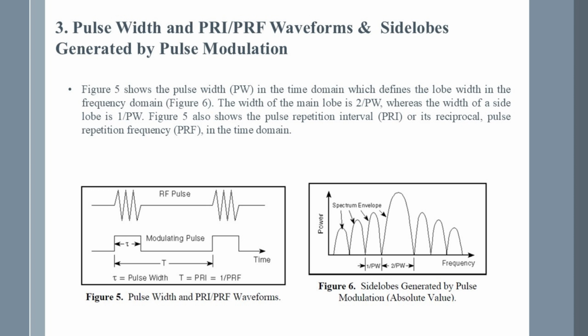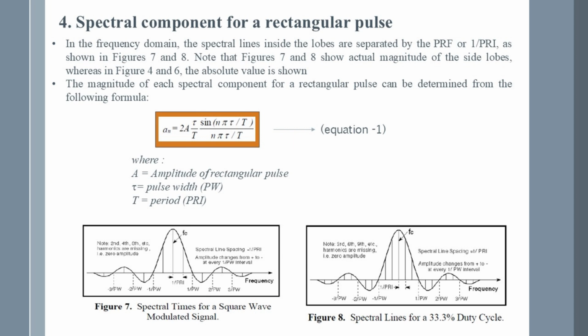Figure 5 also shows the pulse repetition interval, PRI, or its reciprocal, pulse repetition frequency, PRF, in the time domain. 4. Spectral component for a rectangular pulse. In the frequency domain, the spectral lines inside the lobes are separated by the PRF, or 1 by PRI, as shown in Figures 7 and 8. Note that Figures 7 and 8 show actual magnitude of the side lobes, whereas in Figures 4 and 6, the absolute value is shown. The magnitude of each spectral component for a rectangular pulse can be determined from the following formula, as shown below, and let's take it as equation 1.